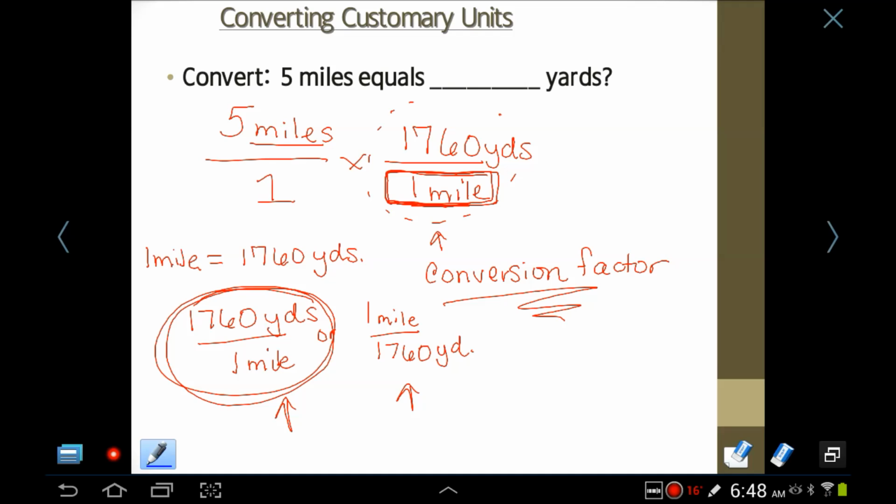Okay, so you'll notice that the miles cancel out, and that's good. You want those to cancel out. You know you're doing it right if the units are diagonal from each other. Now we just have to do 5 times 1,760. And when you do the arithmetic, you're allowed to use your calculators, of course. You get 8,800 yards. And the bottom number is 1, but we don't really have to do any converting or anything. That's just 8,800 yards.